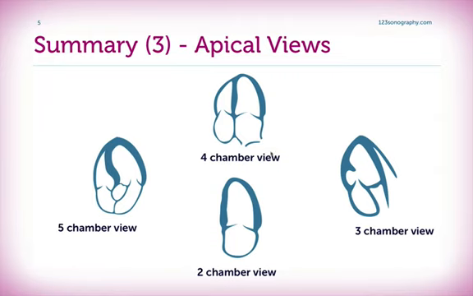The apical views are performed from the apex, which lies somewhere in the region of the fifth intercostal space. The probably most important view being the four-chamber view, with the left ventricle, left atrium, and right atrium visible. And then you can rotate the transducer around the center axis, and you would get the two-chamber view and the apical long axis view. And if you tilt the transducer upwards, you would get the five-chamber view.